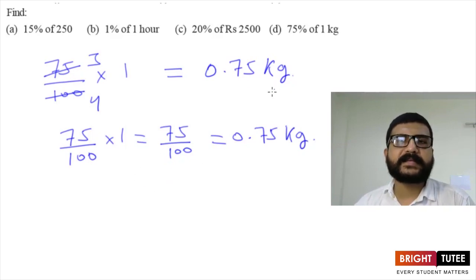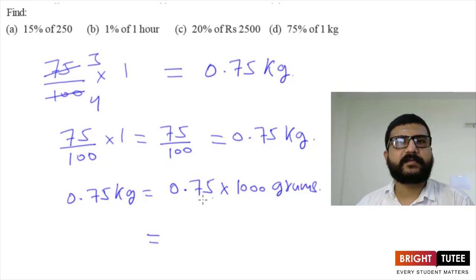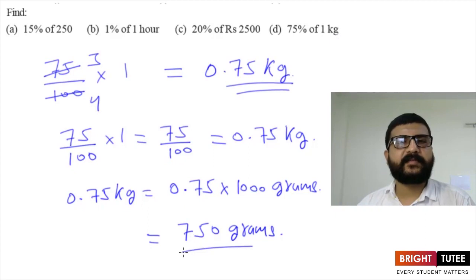Now can we convert this kg into grams? Yes, we can do that. As we know, 1 kg is equal to 1000 grams. So 0.75 kg will be equal to 0.75 into 1000 grams. Now let's simplify this. What we will get from here? We will get 750 grams. So it means 75% of 1 kg is 0.75 kg, or it is 750 grams.